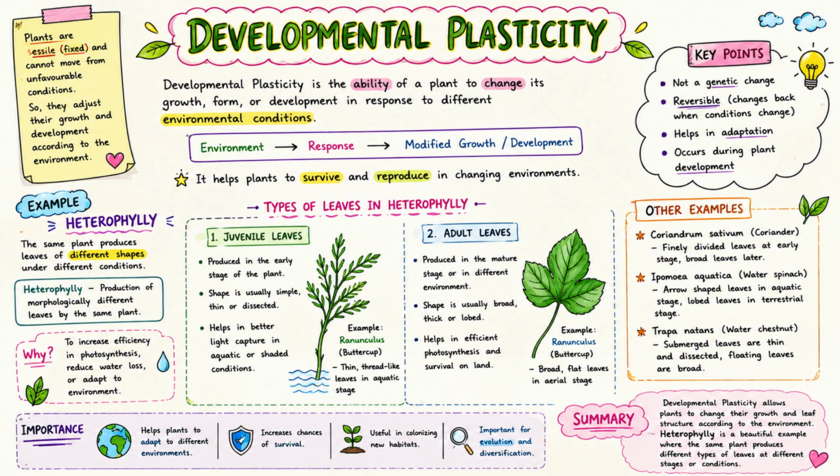Developmental plasticity means the ability of a plant to change its growth and development according to the environmental conditions around it. In simple words, a plant can change its structure and form when the environment changes. One important example of developmental plasticity is heterophyly. Heterophyly means the formation of different types of leaves on the same plant. For example, the leaves produced during the juvenile stage of a plant may have a different shape from the leaves produced during the adult stage. This difference in leaf shape is called heterophyly. Therefore, developmental plasticity helps plants adjust their growth and development according to different environmental conditions.